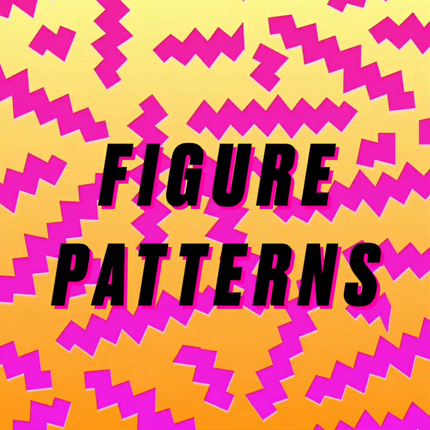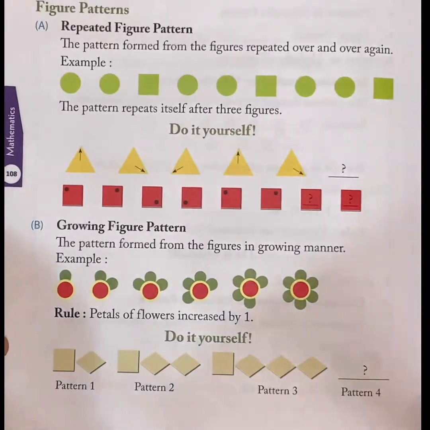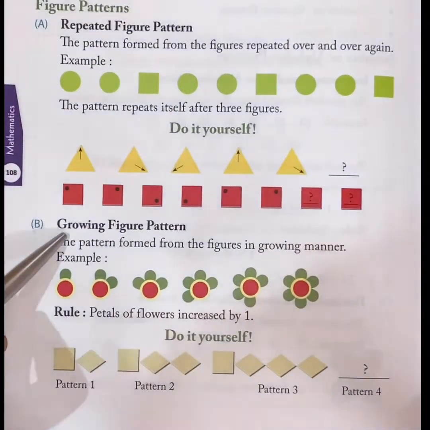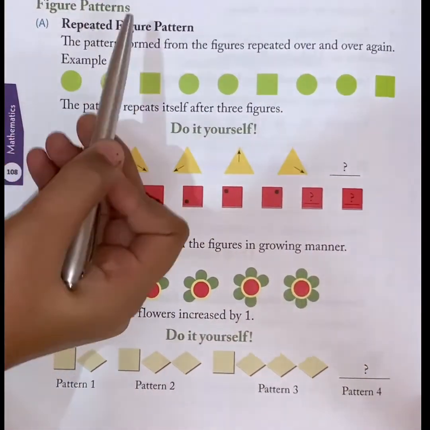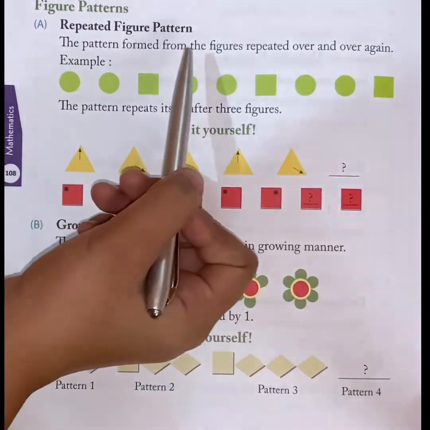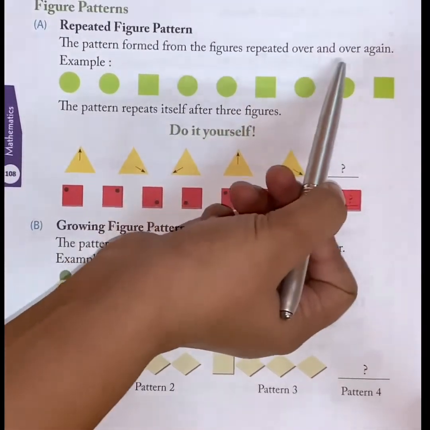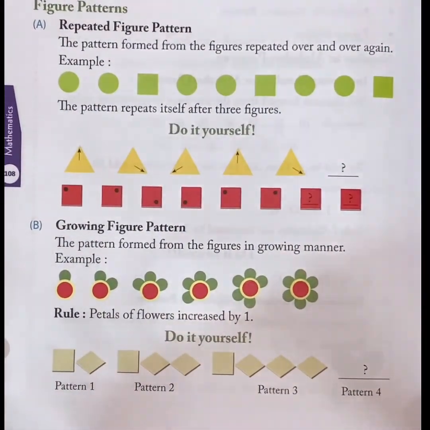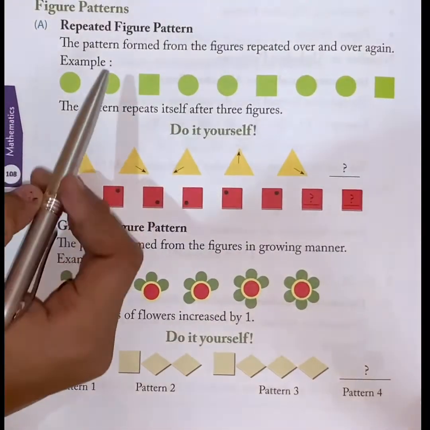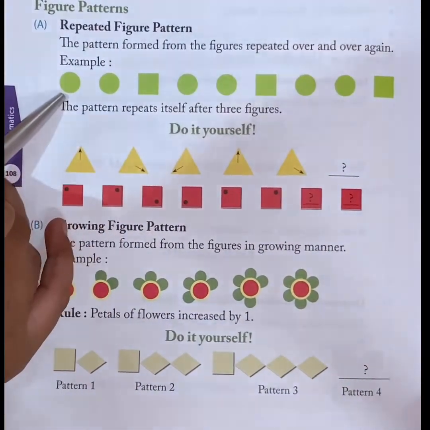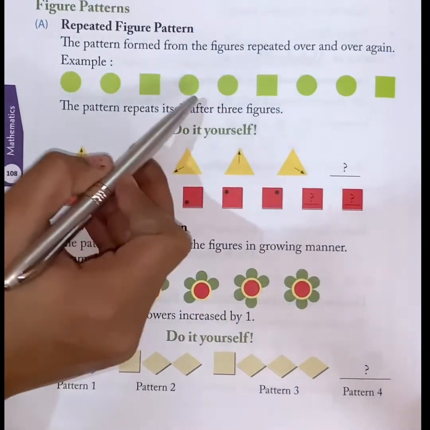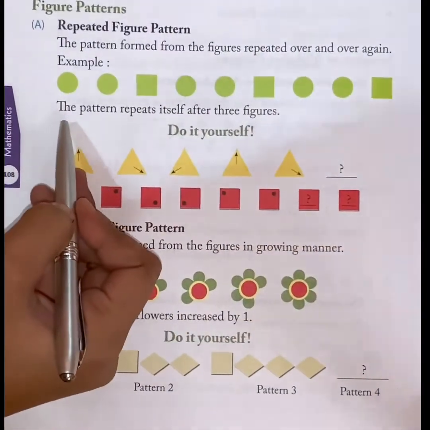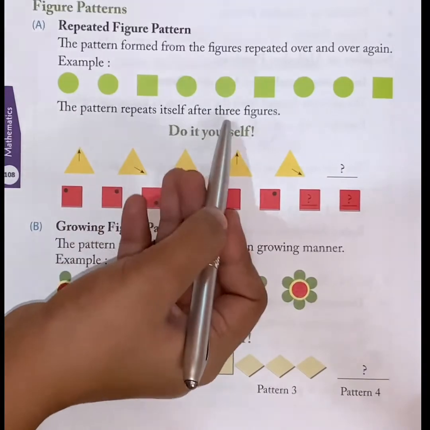Now second we have figure patterns. Under figure patterns we have repeated figure patterns and then we have growing figure patterns. Let's see repeated figure patterns. The pattern is formed from figures repeated over and over again. Look at these figures. Figures means it can be shapes, any image or any object. Let's see an example. Here you can see one circle, again circle, then square, then circle, circle, square, circle, circle, square. They have followed a pattern. So the pattern repeats itself after 3 figures.